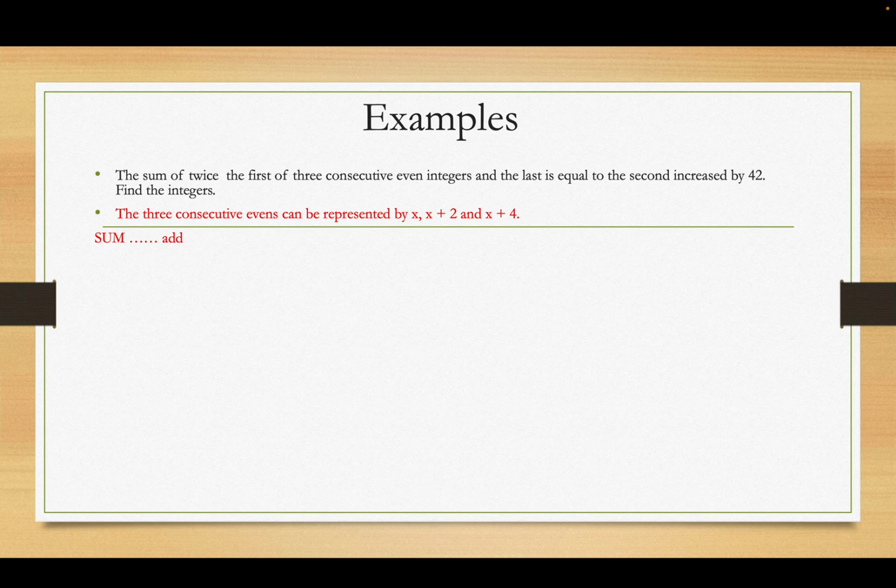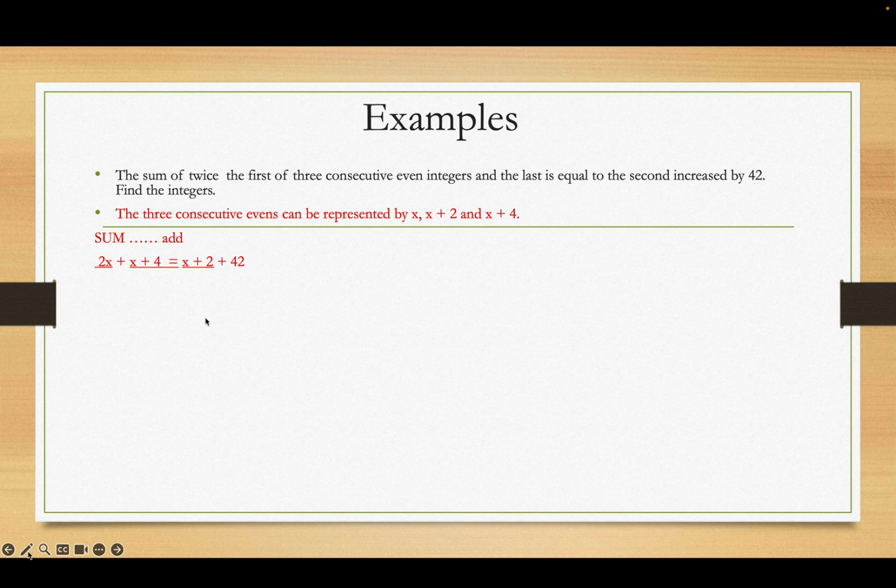Sum means to add. So it says twice the first. So the first is x. Twice the first, look at it underlined here. Twice means 2 times x. And the last one's x plus 4. So there's twice the first plus the last is equals the second one, which is x plus 2, increased by 42. All right, so twice the first plus the last is the second one increased by 42.